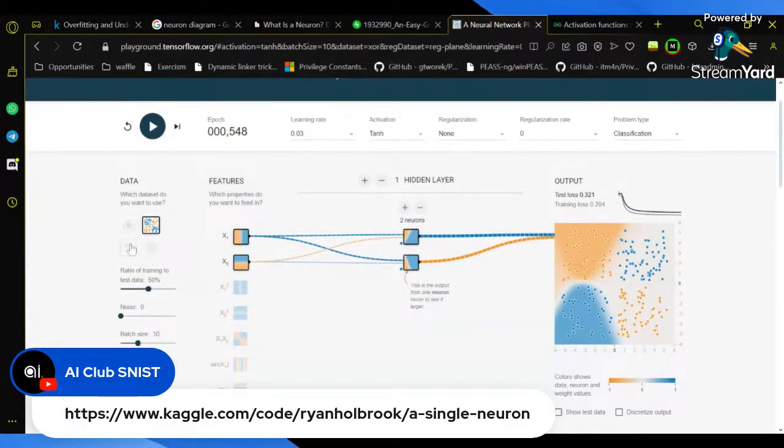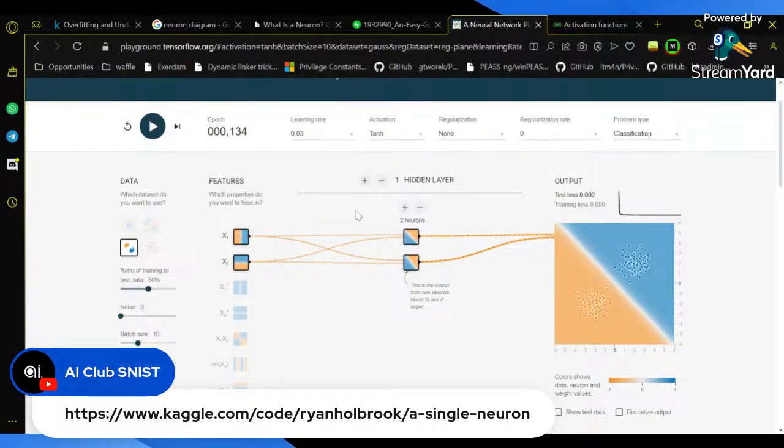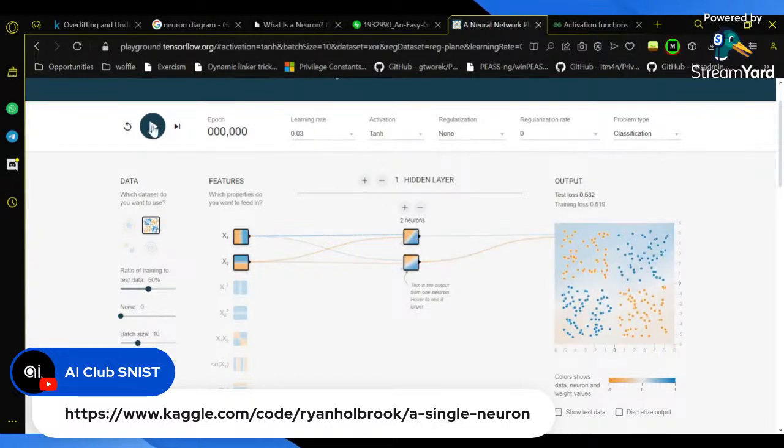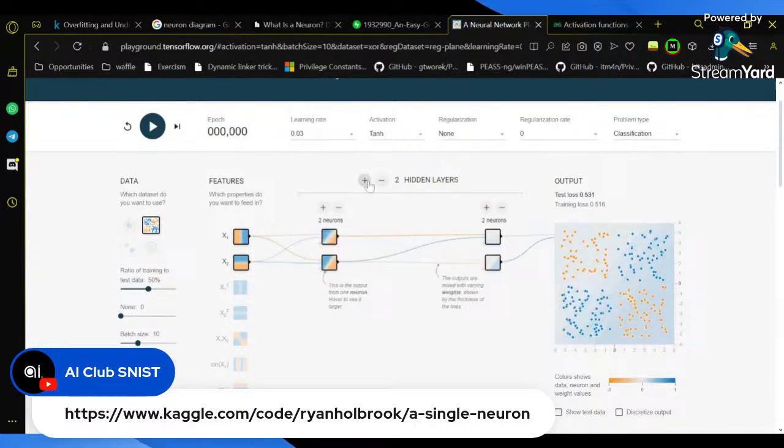Now let's go back to this simple model. Let's see. It's taking more than 100, right? Now if I just add one more neuron over here, it doesn't make any sense because it's not a linear relationship. Like it's not a linear boundary. So I'll just add one more hidden layer.